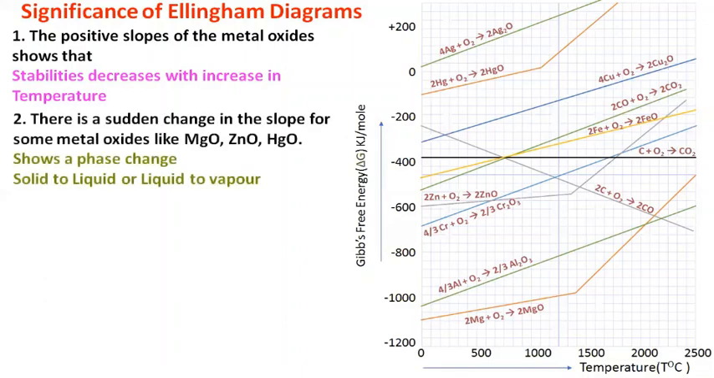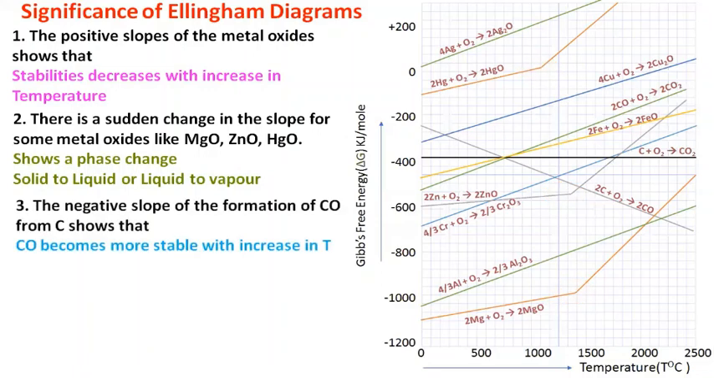There is a sudden change in the slope for metal oxides like magnesium oxide, zinc oxide, and mercuric oxide. In our previous class we had seen this also. Here I am showing you the sharp curves or sudden changes. If there is a sudden change, we call it a kink, K-I-N-K, kink. So the kinks of magnesium oxide, zinc oxide, and mercuric oxide you can see here, which show that there is a phase change from solid to liquid or liquid to vapor.